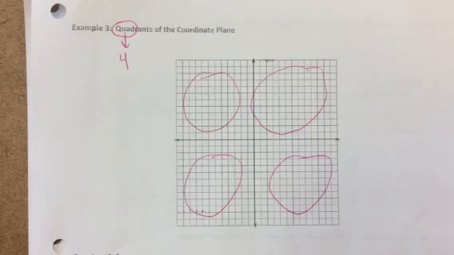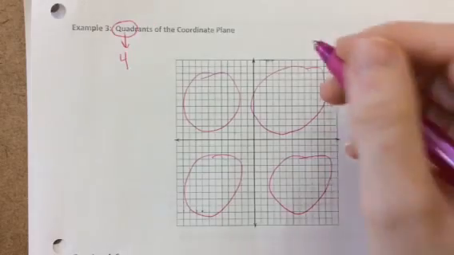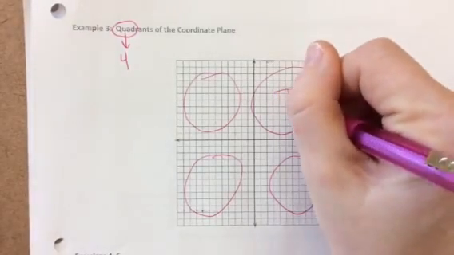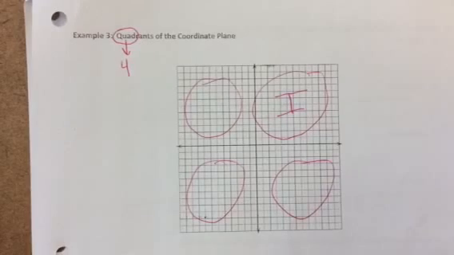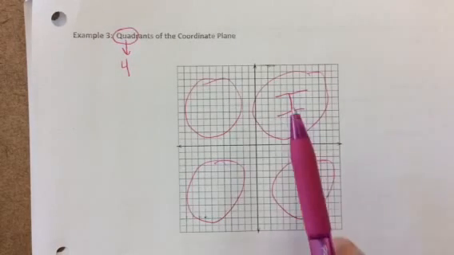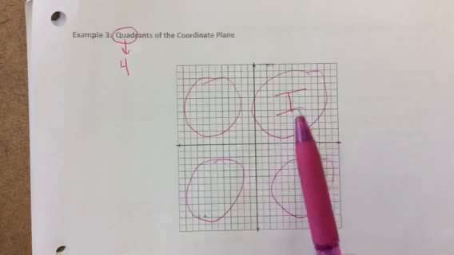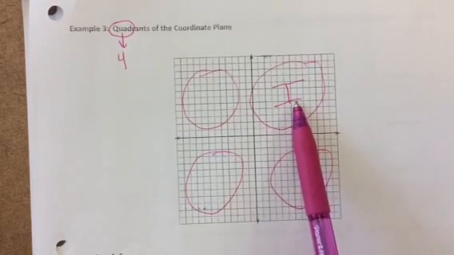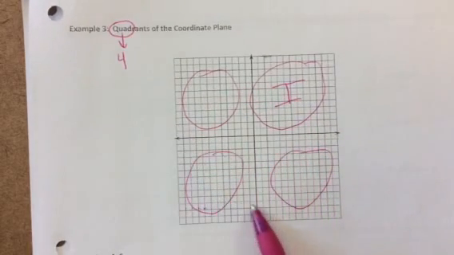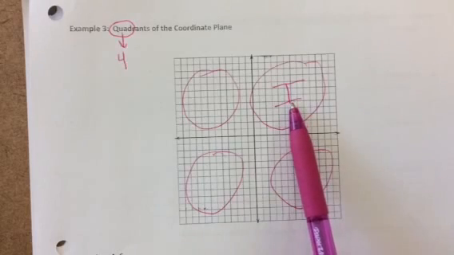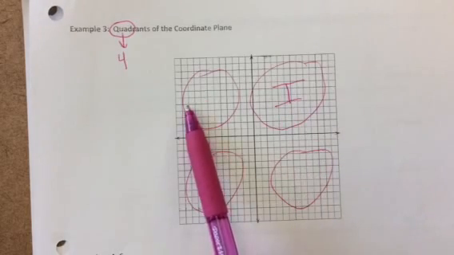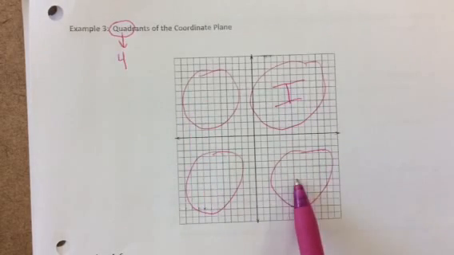Each quadrant is represented by a Roman numeral. So the first quadrant would be represented by Roman numeral 1. Please, please, please do not use the number 1. We're using Roman numeral 1. So you need to understand that this is number 1. When you are doing this, you are going counterclockwise in order. So this is quadrant 1, quadrant 2, quadrant 3, quadrant 4.